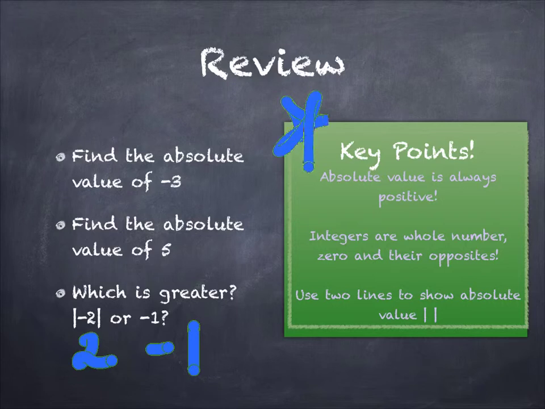Here are some key notes to remember. Absolute value is always positive. Integers are whole numbers, 0 and their opposites. And be sure to use 2 lines to show absolute value.